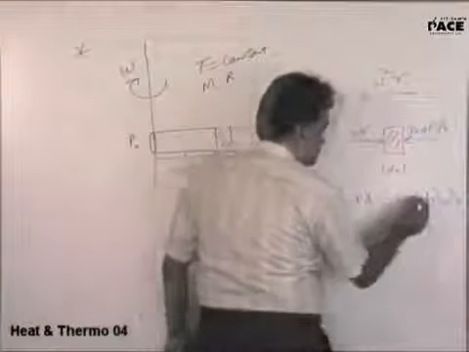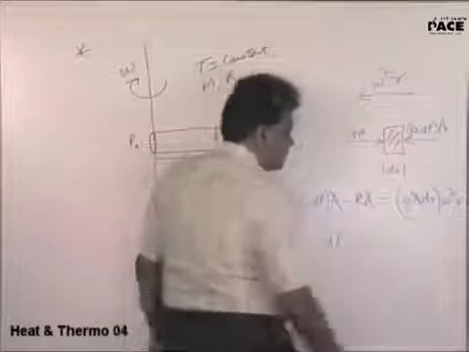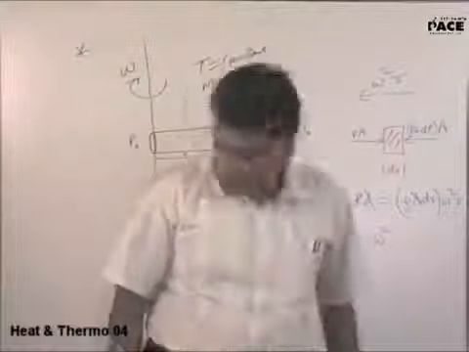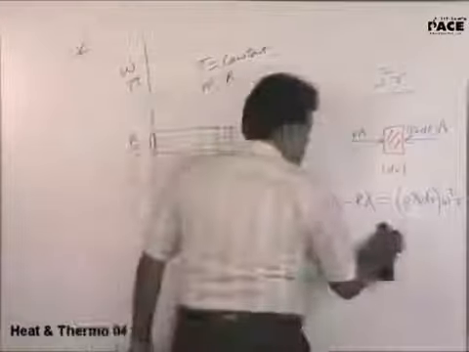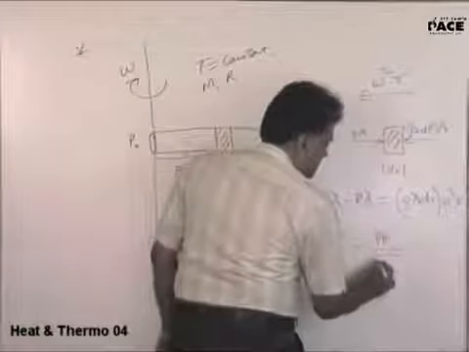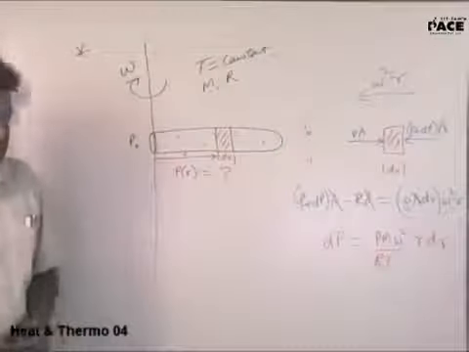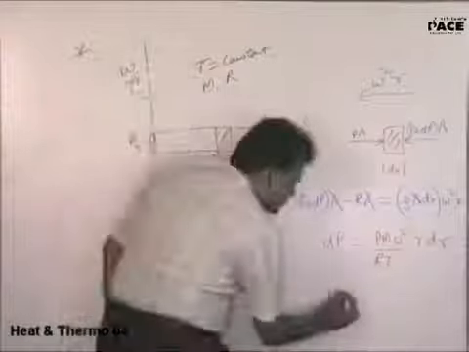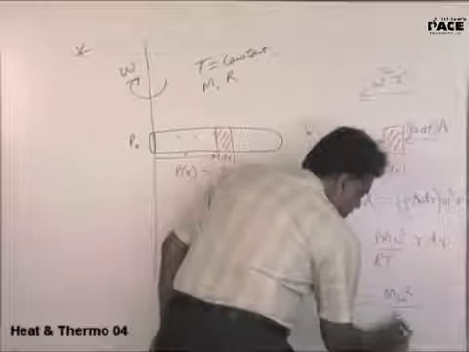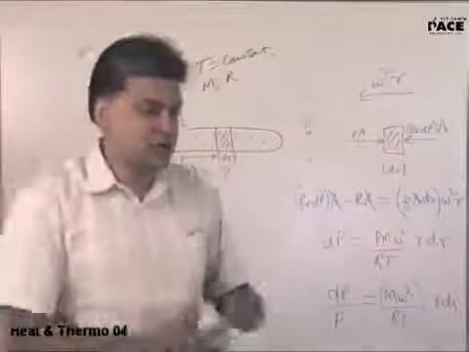So A cancels throughout. So we get dP equals rho omega square r dr. But rho will have to be written down. What is rho? Rho is a variable. As in the previous case, rho happens to be Pm by RT. So dP equals Pm by RT omega square r dr. So we integrate this suitably and get the result. So dP by P is equal to m omega square by RT times r dr. We integrate and get the results as in the previous case.